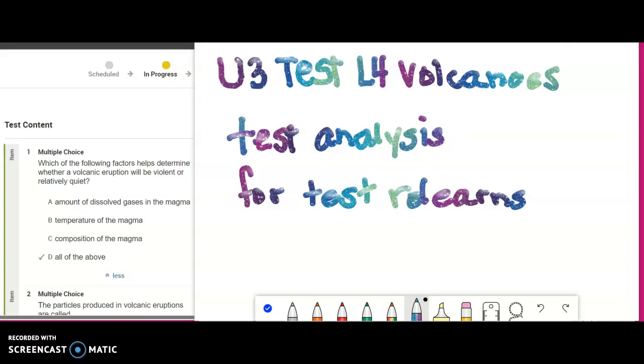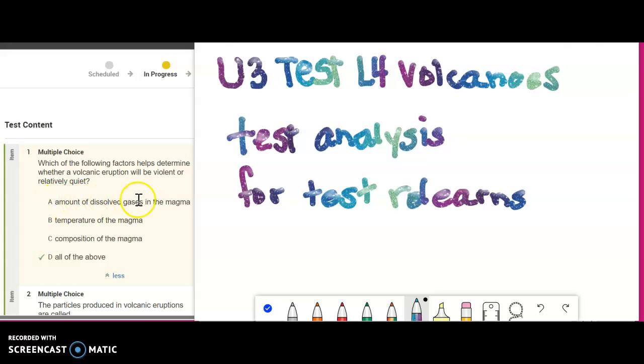This is our test analysis for our Unit 3 test on Lesson 4, Volcanoes. Let's get started. Question 1 is talking about which of the following factors helps determine whether a volcanic eruption will be violent or relatively quiet. We talked in class about gases and pressure making your violent eruption. So let's look at our answer choices.